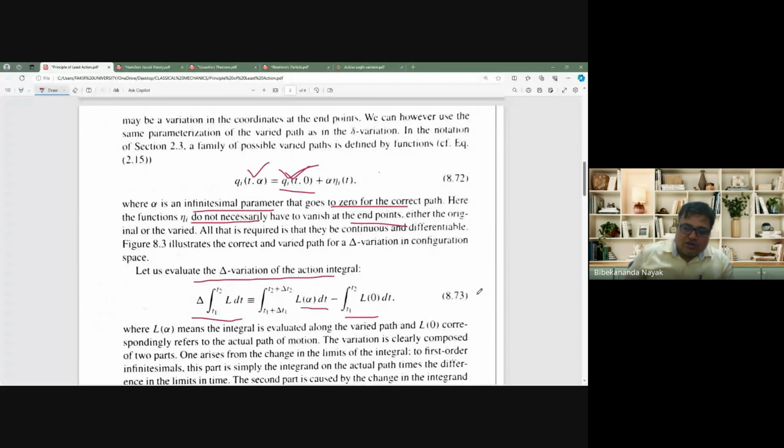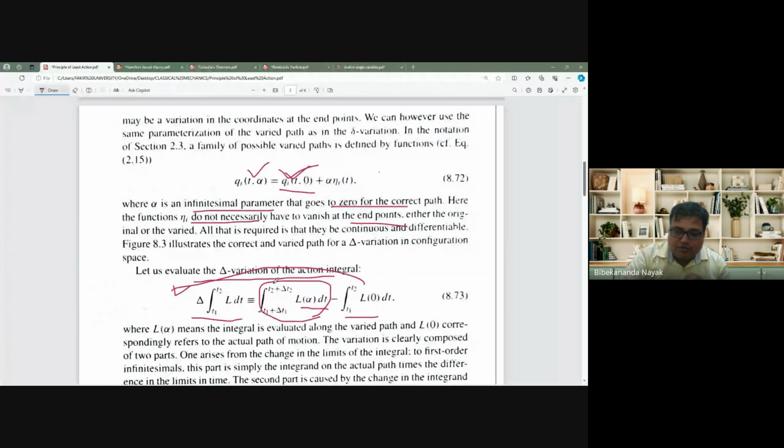When alpha is equal to 0, it is the actual path, L0 dt, and this contains the deviation. Clear? L alpha dt is equal to L dt plus L0 dt. If you take this to the left and this comes to the right, then the left is actually L alpha dt.